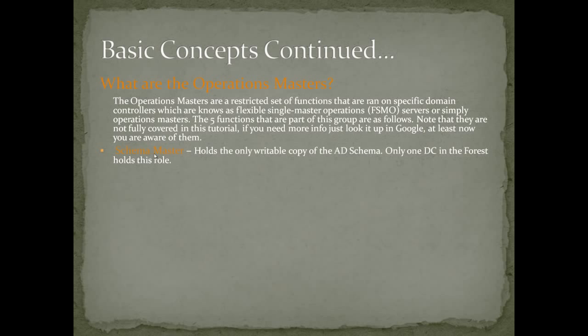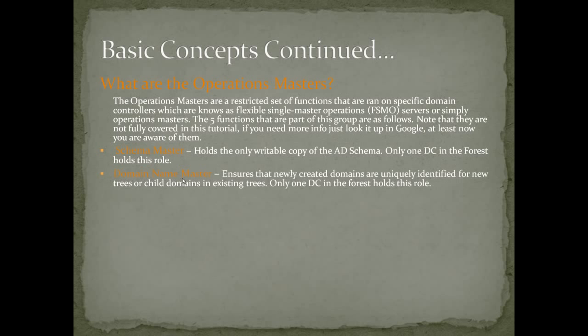So the first one is the schema master, which holds the only writable copy of the Active Directory schema. Only one domain controller in the whole forest holds this role. And yeah, you can move the role around. So if you have like 6 domain controllers in your whole forest, and you want to move the schema master, you can. We can get into that. We'll move them around and everything. But as of now, I'm just showing you what they are.